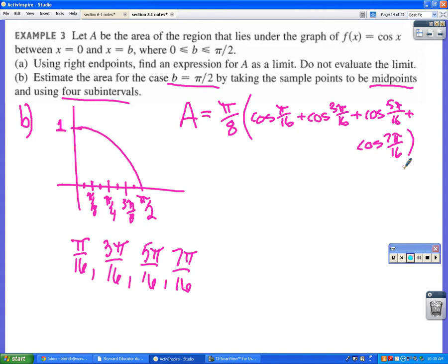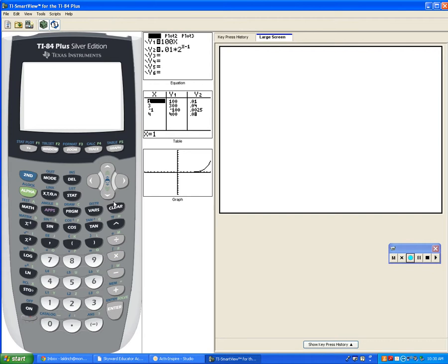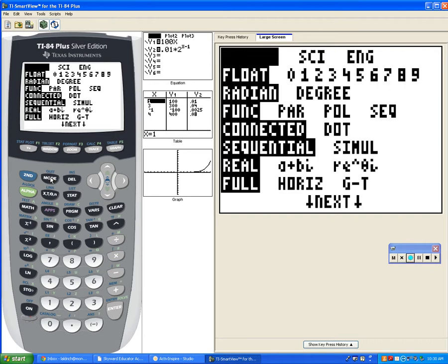So just type that into your calculator. You just want to find the area. So type that into your calculator. My calculator is not working. Okay, so we need to make sure that you are in radian.